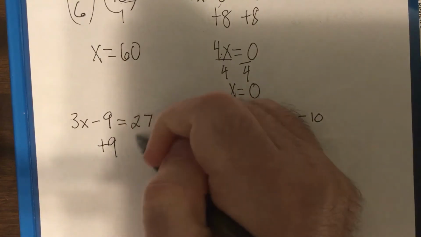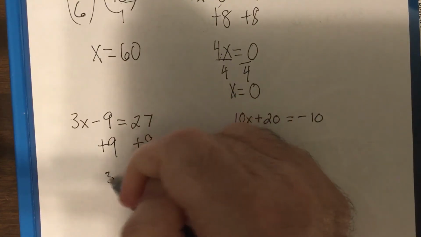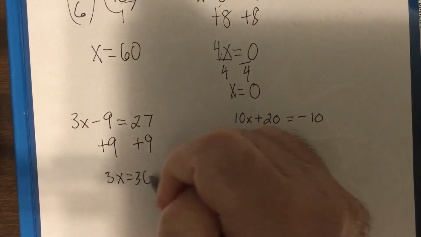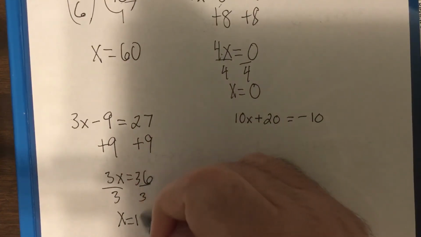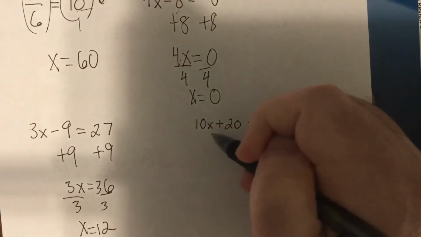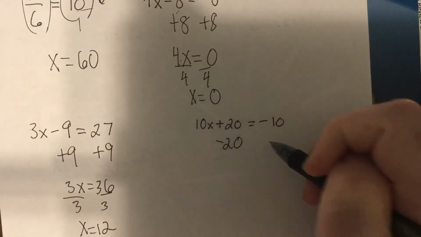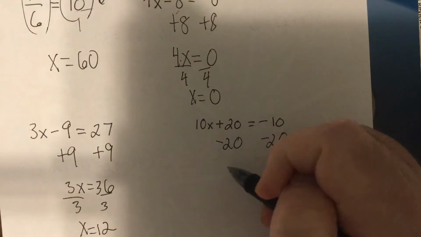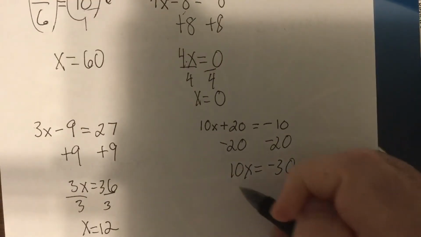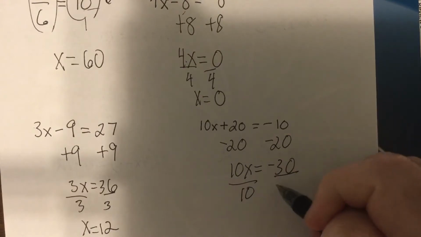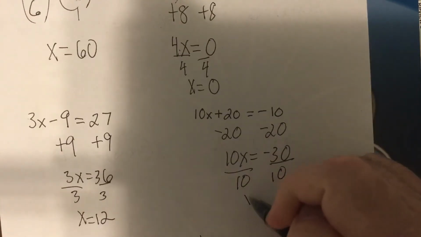Okay, here we go. Add 9, so 3x equals 36. Divide by 3. Hey, we're cranking, baby. This one, subtract 20. 10x equals negative 30. And then divide by 10. Woohoo. Now we're doing nice number problems.